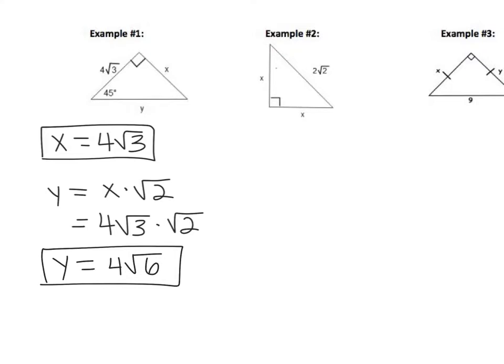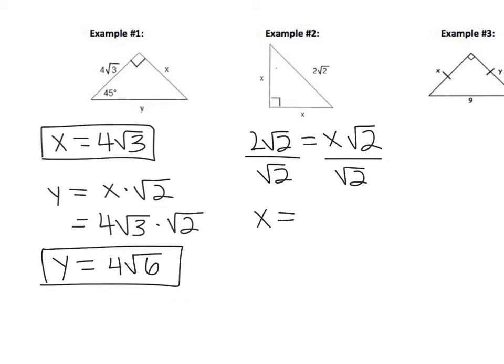We can also work our way backwards. We know the length of the hypotenuse is 2 square root 2. We want to find the length of our legs x. So we know that the hypotenuse, 2 square root 2, is going to equal the length of a leg x times the square root of 2. Well, in order to solve for x, we're going to divide both sides by the square root of 2. So we get that x equals 2 square root 2 divided by square root 2. The square root 2's are going to cancel, so we're left that x equals 2. So the length of our legs is 2.